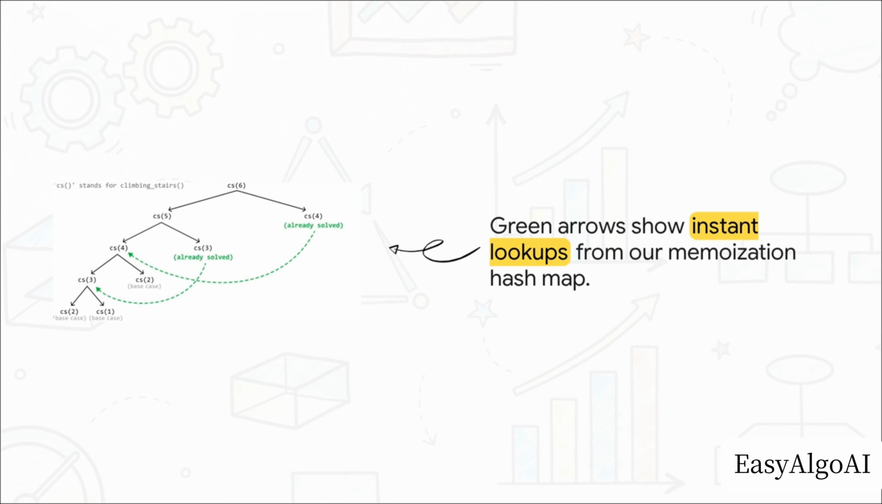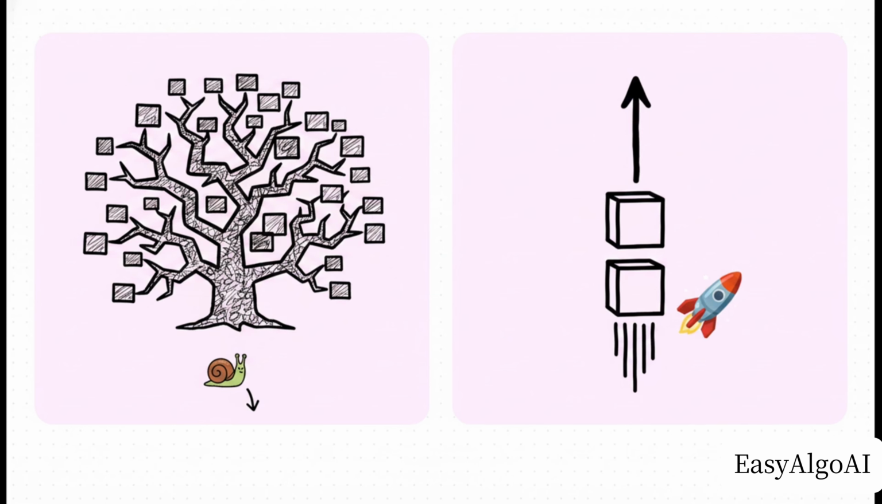It just instantly fetches it from our hash map. We completely save ourselves from all that redundant math. The impact of this is honestly incredible.